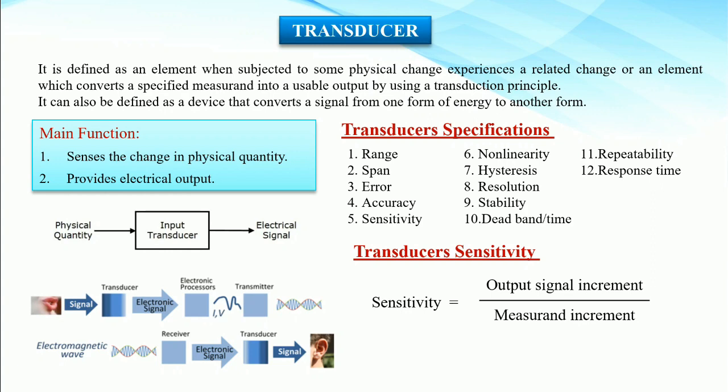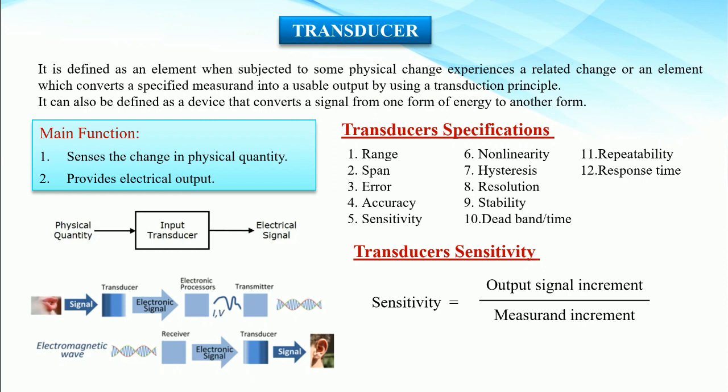So the first specification is the range. The range of a sensor or transducer indicates the limits between which the input can vary. For example, a thermocouple for measurement of temperature might have a range of 25 to 225 degrees centigrade. Next, the second one is the span. The span is the difference between the maximum and minimum value of the input. Thus, the above-mentioned thermocouple will have a span of 200 degrees centigrade, since it has a range of 25 to 225 degrees centigrade.